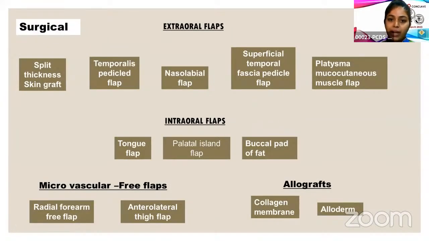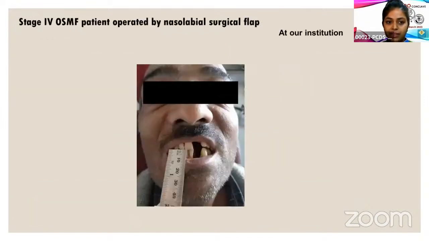Coming to the surgical part, extraoral flaps and intraoral flaps. Extraoral flaps include split thickness skin graft, temporalis pedicle flap, nasolabial flap, superficial temporal fascia, and platysmal mucocutaneous muscle flap. Intraoral flaps include tongue flap, palatal flap, and buccal paddle flap, and others including microvascular flaps and allografts.